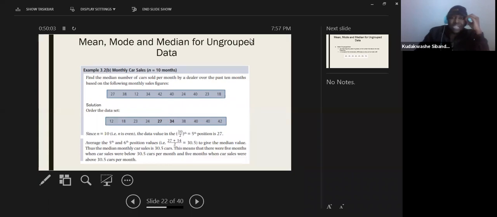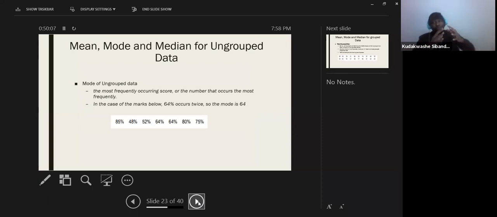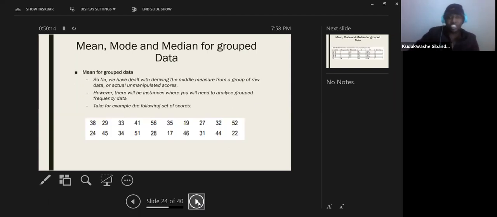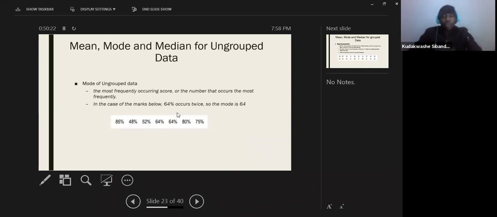So basically, let me do the last slide for you, which is the mode for ungrouped data. We can't proceed because the next section is about the mean, mode, and median for grouped data. So that's for another time. For tonight, before I hand back my time to James, let me explain how you calculate the mode for ungrouped data.